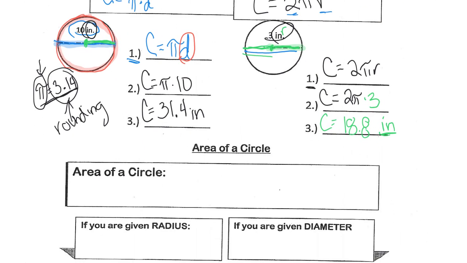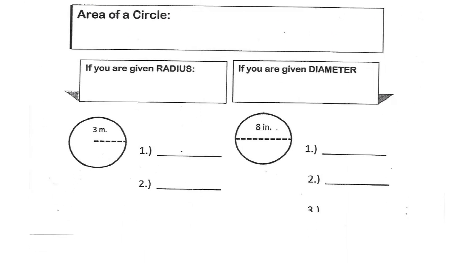Let's look at area. Area is the inside of the circle. Area is how big the inside is, whereas remember, circumference was the outside of that circle. So area is how big the inside is, the inside distance. So area is the inside distance of a circle.